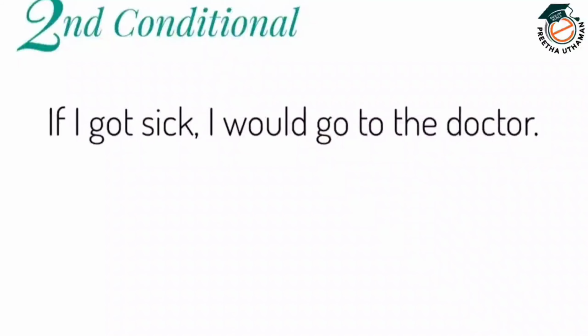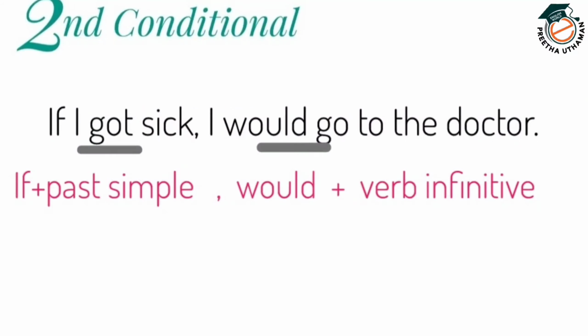Correct way to structure second conditionals: if plus past simple in the if clause. Got, that is the second form of the verb. And would plus verb infinitive. Would, modal auxiliary, plus the base form of the verb in the result clause. We use would to show that we are imagining the result. We use it when we want to imagine that the present situation is different.